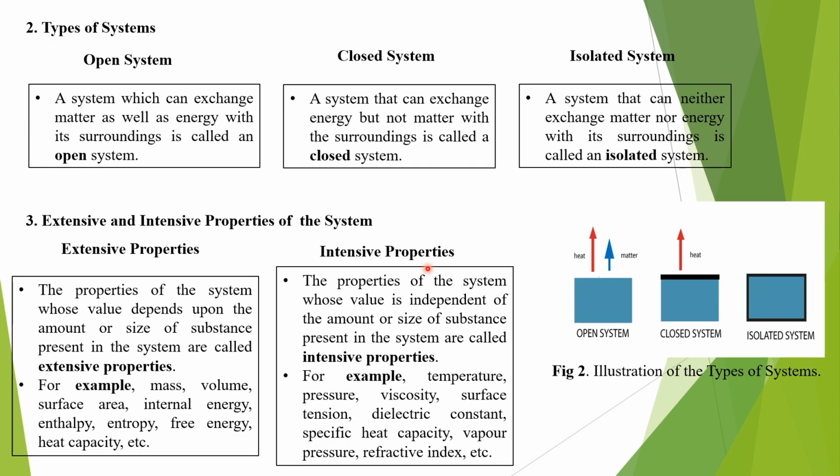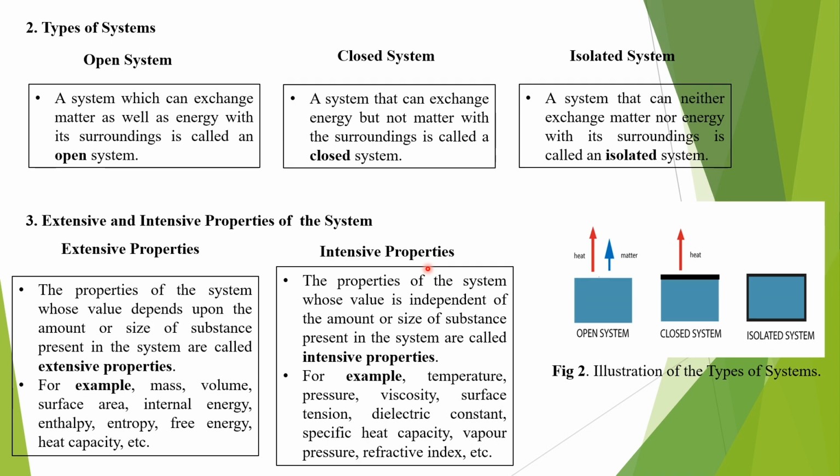Next comes the closed system. A closed system can exchange energy but not matter with the surroundings. And then we have the isolated system, which can neither exchange matter nor energy with its surroundings. So, open system is when both energy and matter exchanges are permissible between system and surroundings. Closed system is when matter exchange is not permissible, but energy exchange is permissible, and isolated system is when neither matter exchange nor energy exchange is permissible.